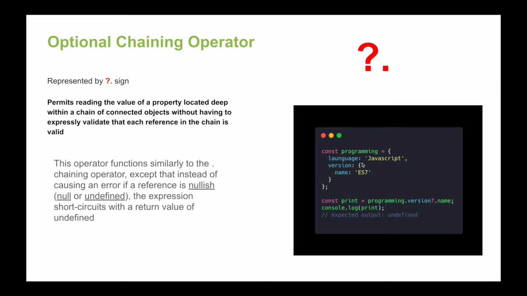Right here in our snippet, we can see that we have defined an object and we have a nested object inside it, and it has a key value pair in a sense: language, which is JavaScript, and version, whose name is ES7. So we can also see an example on our right for the optional chaining operator as well.